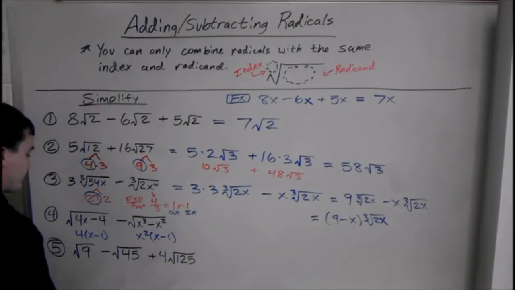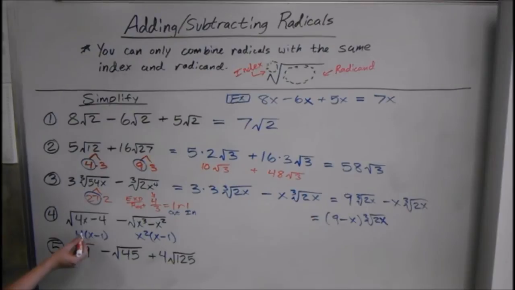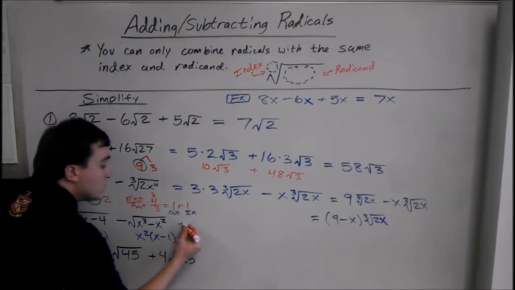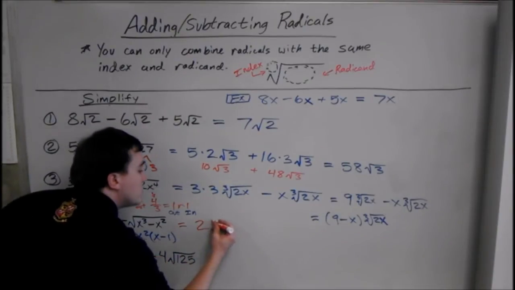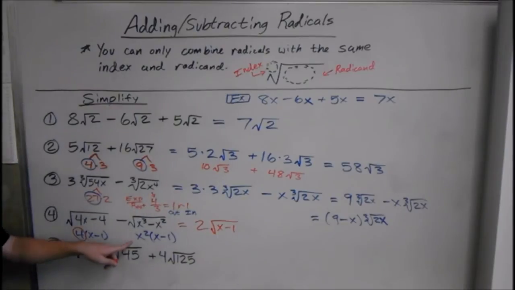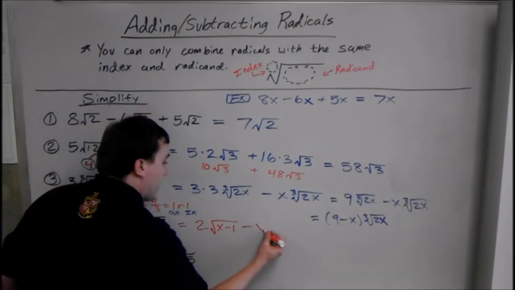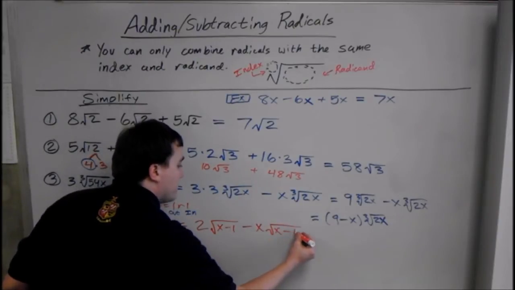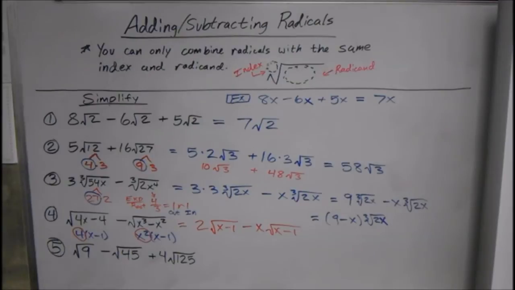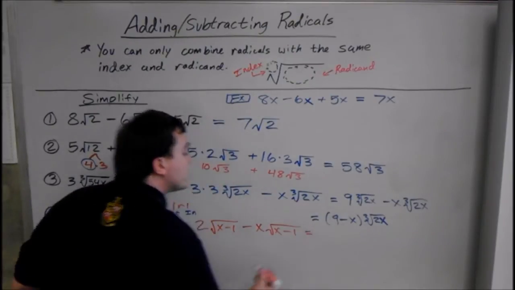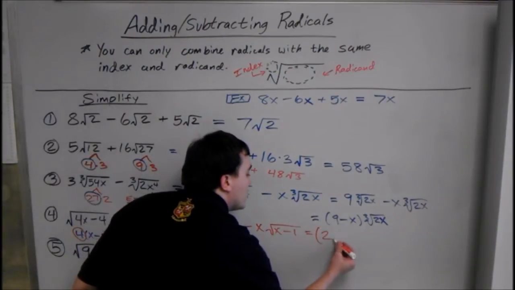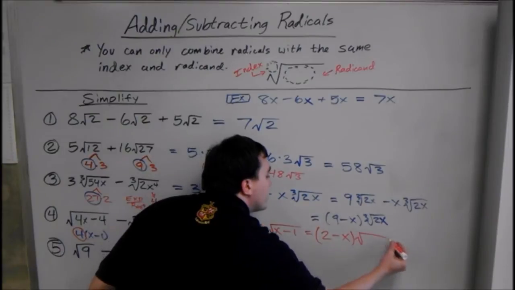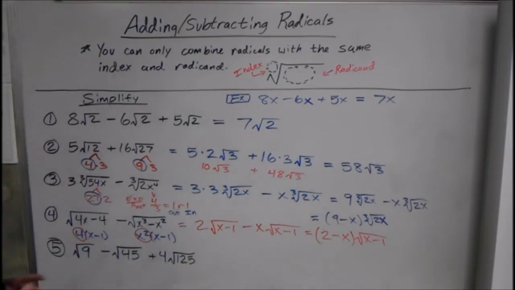So here, take out the 4. That becomes a 2. And then we have the square root of x minus 1. Square root of x squared is x, because x times x is x squared. So minus x, square root of x minus 1. And then that's going to leave us with our answer here. We can factor out the square root of x minus 1, so we have 2 minus x, square root of x minus 1.